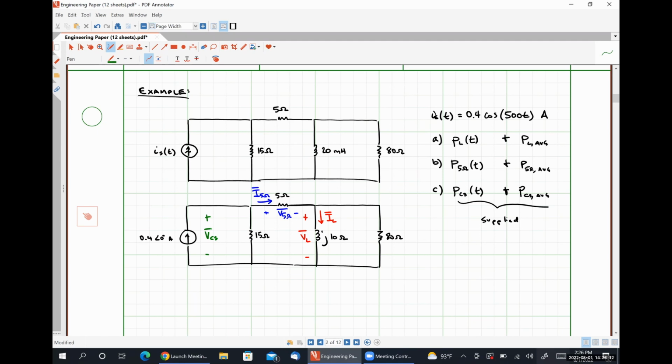Another route that we could potentially take here would be to use current division on the circuit as is, which would allow us to figure out what I5 ohm is. Effectively, we would lump the 5 ohm resistor, the j10 ohm inductor, and the 80 ohm resistor all into a single equivalent impedance and then apply current division, which would get us I5 ohms. And then we can apply current division again to the network as it stands once we know I5 ohms, which would allow us to calculate IL. And then we would wind up having to figure out V5 ohms plus VL in order to get VCS.